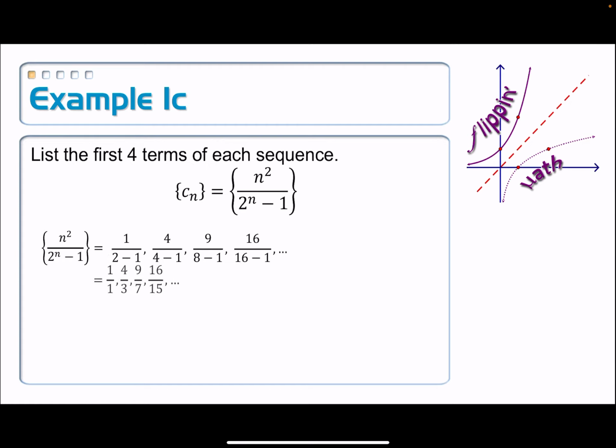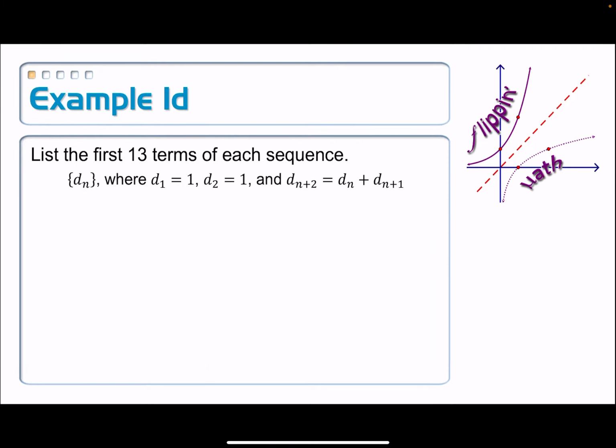Here, let's simplify each one of these and maybe graph them so that we can see, do they approach anything? Well, it looks like they increased and then started to decrease. Do you think that this is approaching something? Well, think of this in terms of a limit. If you take the limit as n approaches infinity, what do you think the terms of this sequence are getting close to?